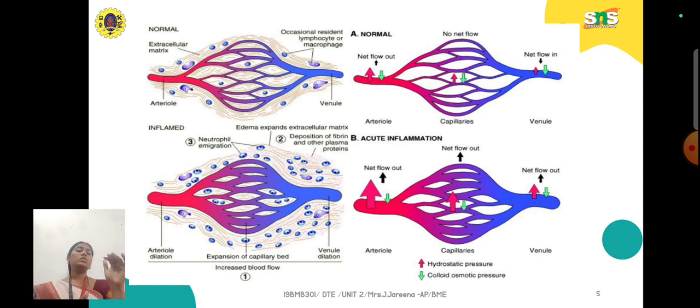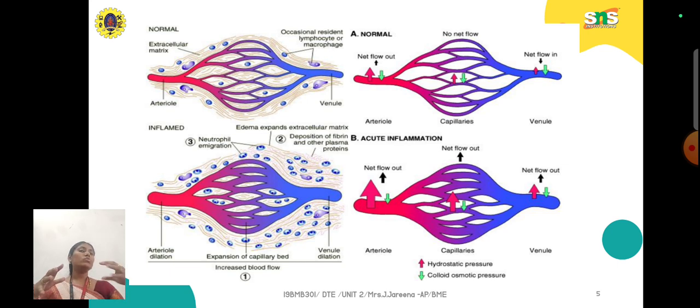Okay, the second one is the case during inflammation. In a normal case, the blood has a normal axial flow direction from arteries to veins through the network of capillaries. This axial movement is maintained by two pressures: one is hydrostatic pressure, another is colloidal pressure. These pressures have to be maintained properly so that the extracellular or intercellular fluid is not leaking out. It stays in its own position because of this pressure balance.